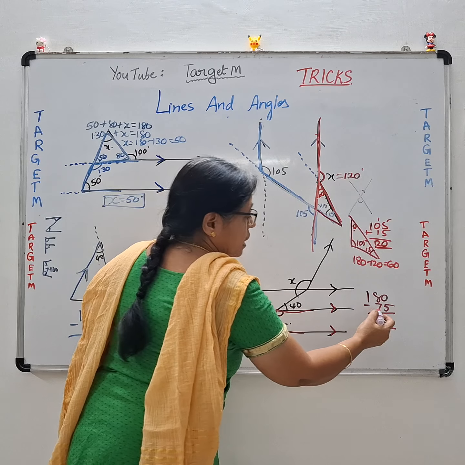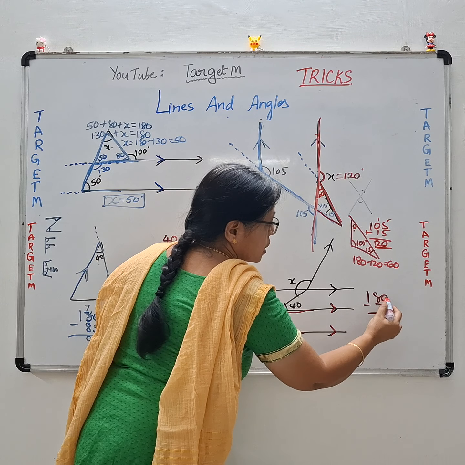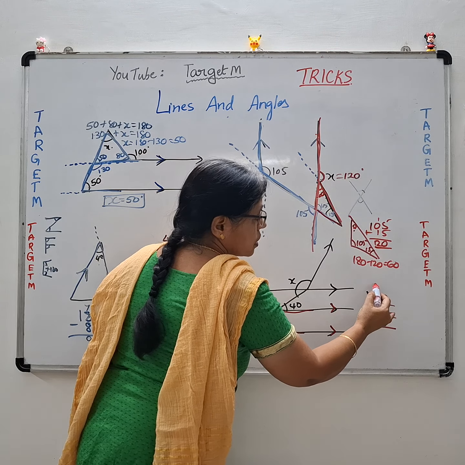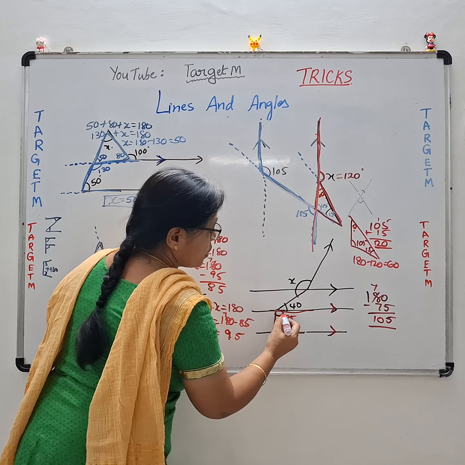So 180 minus 75 will be, that is nothing but 10 minus 5 is 5, this is nothing but a 7. So 7 minus, so this is 105. So you are going to get 105 degrees. So this is one part finished.